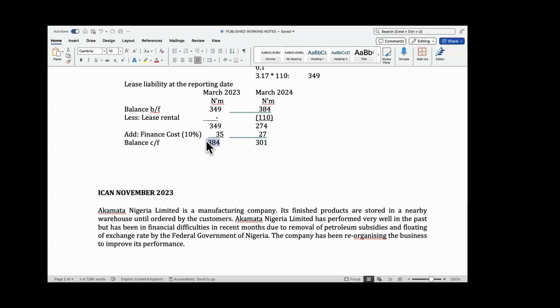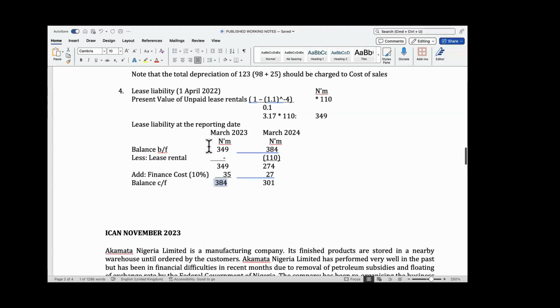So if out of 384, we're going to pay 83 next year, which is the current, that means the balance is the non-current, which will always be the next year balance. Or you can just do your 384 minus 83. You still get the correct answer. So I've done projecting the lease liability. And this finance cost will go to PLL.